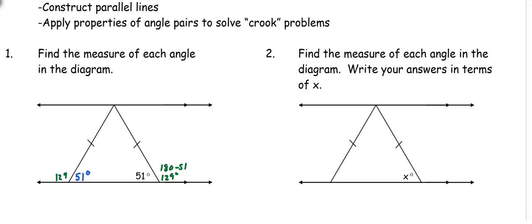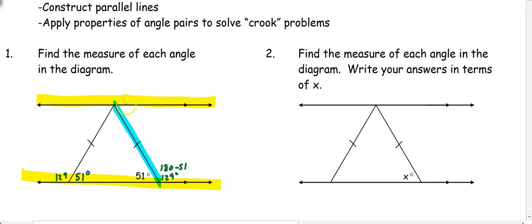Now, to find the angle at the top of the triangle, I have parallel lines, and if I use the leg as a transversal, 51 and this angle right here are alternate interior angles, which means this is also 51 degrees, and that also happens on the other side.